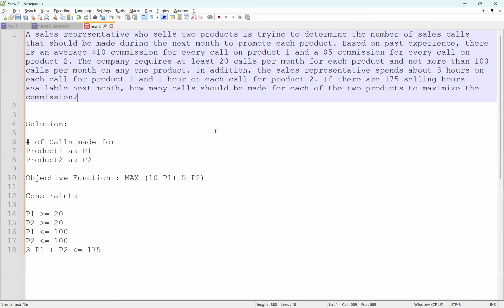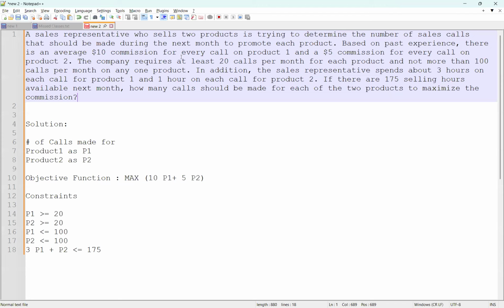100 for each product. And the next one, the sales representative is spending 3 hours for product one to explain it, and 1 hour for product two. Then there are 175 total selling hours which are available. Our objective is how many calls they should make so that the commission they are making is profitable.